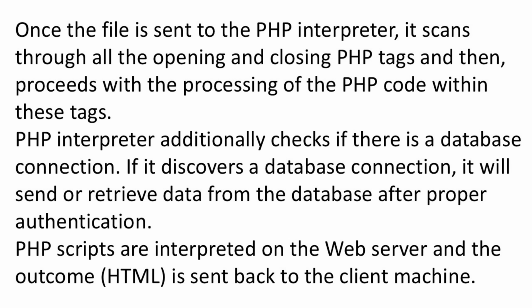Now, as the interpreter processes the PHP code, it begins to execute every command, one by one. This could include displaying text, performing calculations, or connecting to a database. If your PHP code involves working with a database, such as MySQL, the interpreter first checks if a database connection exists. If it finds one and the authentication is correct, it will send data to the database or retrieve information from it, depending on what your code instructs.